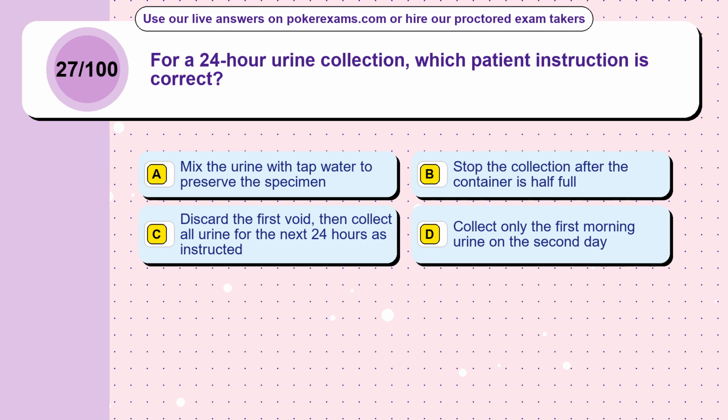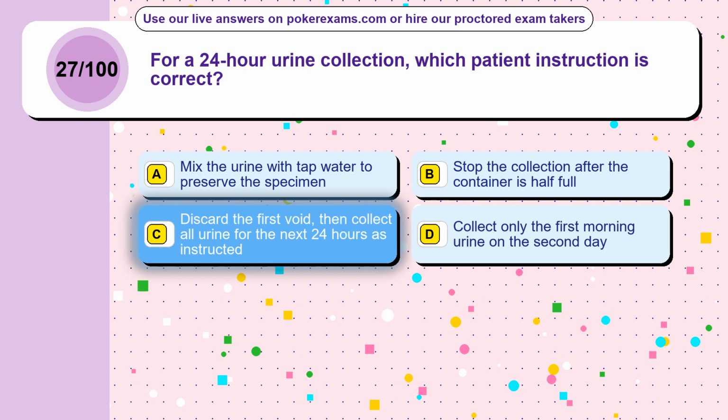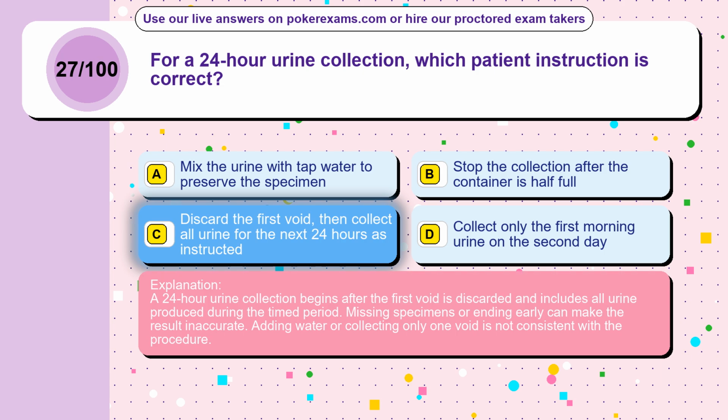Option D, collect only the first morning urine on the second day. The correct answer is option C, discard the first void, then collect all urine for the next 24 hours as instructed. A 24-hour urine collection begins after the first void is discarded and includes all urine produced during the timed period. Missing specimens or ending early can make the result inaccurate. Adding water or collecting only one void is not consistent with the procedure.